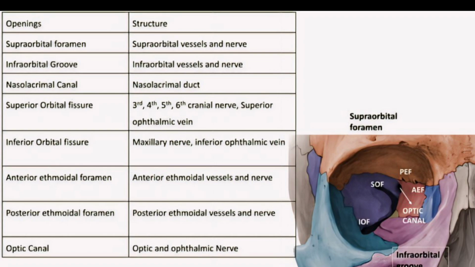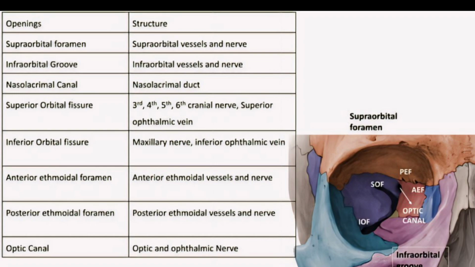Through the supraorbital foramen pass the supraorbital vessels and nerve. Through the infraorbital groove, the infraorbital vessels and nerve. Through the nasolacrimal canal, the nasolacrimal duct. Through the superior orbital fissure, the third, fourth, fifth, and sixth cranial nerves and the superior ophthalmic vein. Through the inferior orbital fissure, the maxillary nerve and inferior ophthalmic vein.